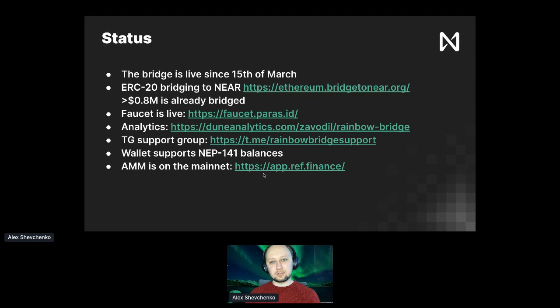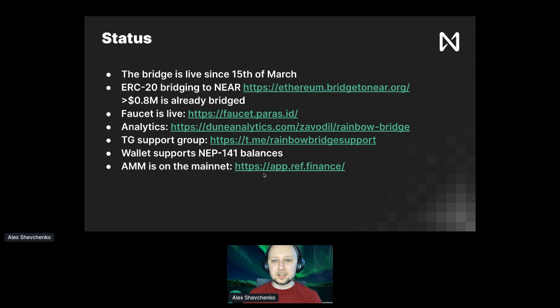So there are multiple things that are coming together with the bridge itself. There is a front end to the bridge where you will be able to bridge your ERC20s. There is a faucet created specifically for Ethereum users, so they are able to create their own Near accounts with a little bit of fun in there. So that's super cool. There are some analytics around the bridge, which I will show you in a second. And also a very important thing is that Near Wallet now shows the NEP 141 balances, and NEP 141 stands for the fungible token standard.